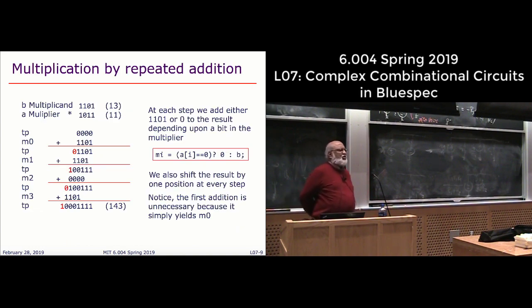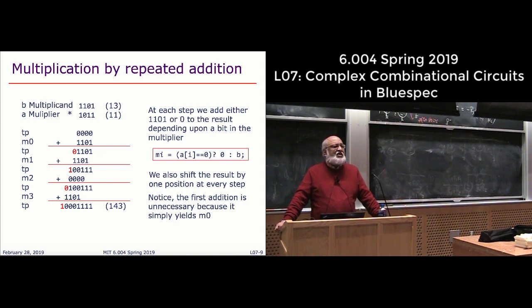Okay, let's do one more example, which is multiplication by repeated addition. All right, so you have 1101 being multiplied by 1011. So you all know the algorithm for multiplication. Depending upon the bit in the multiplier, you are either going to add 0 to it, or you're going to add the number that is over there. So if you look at it like this, then since this bit is 1, I have added 1101.